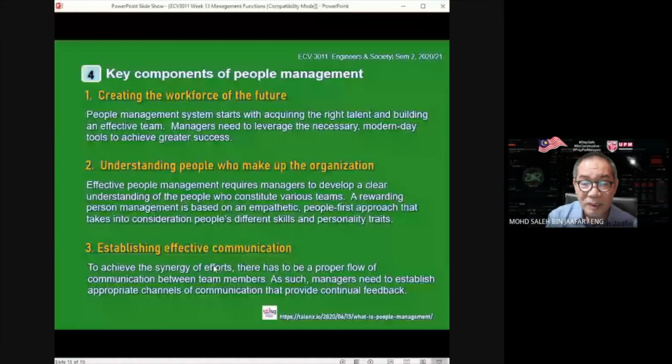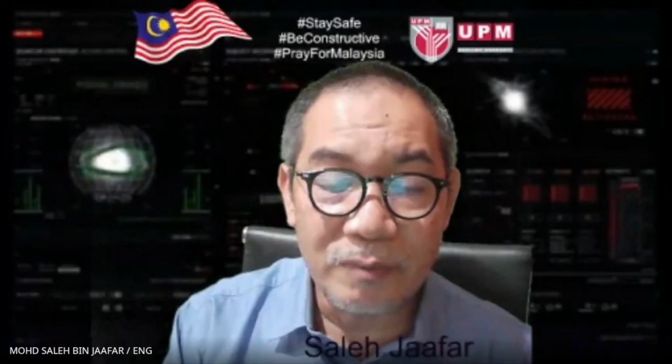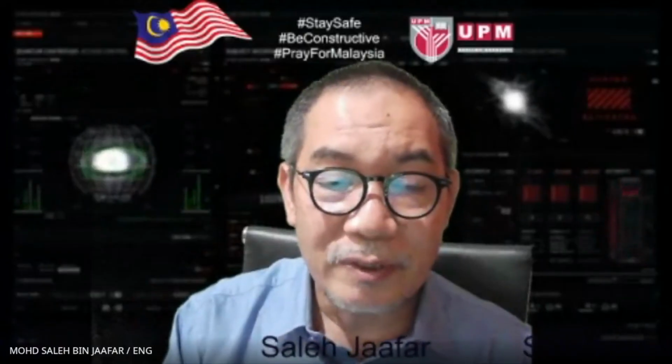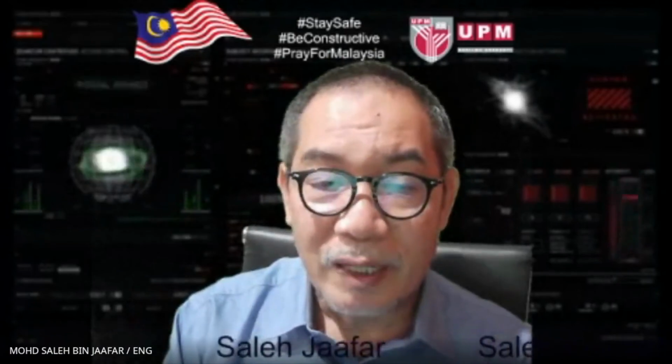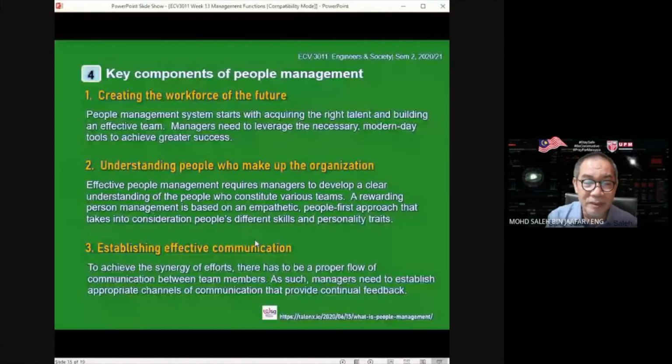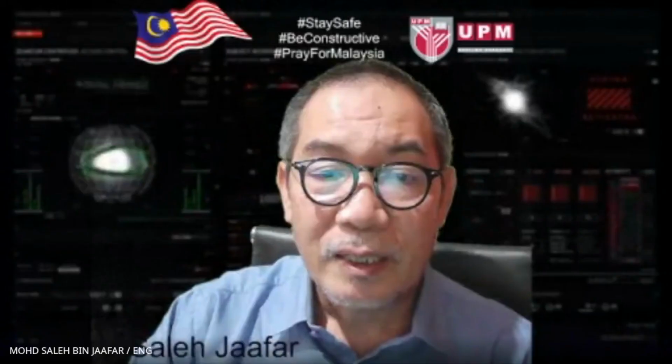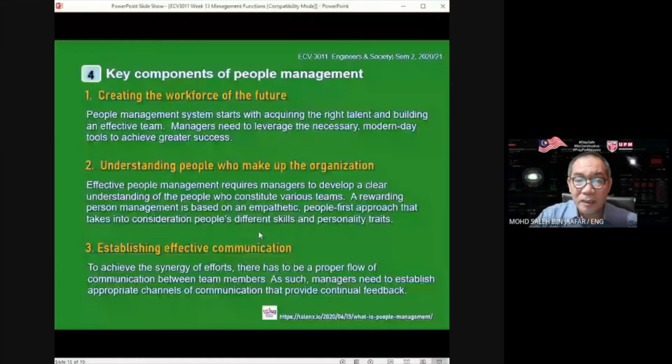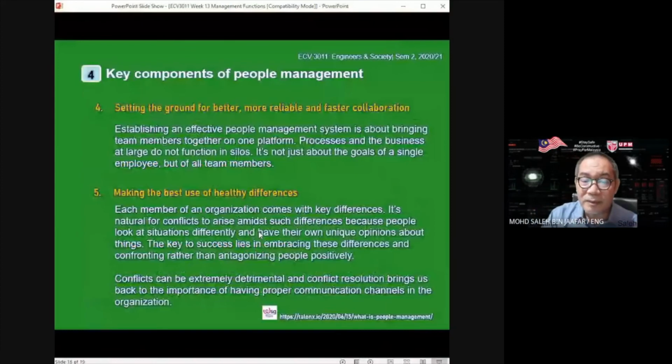And most of the failures, where the job does not get done, are because of the failure in communicating. People think that somebody else is actually doing it, and everybody thinks that somebody else is actually supposed to deliver the task, but everybody is thinking that somebody else is going to do it. So this is when the failure of communication, and therefore the failure of organization, will come in, and setting the ground for more reliable and faster collaboration.